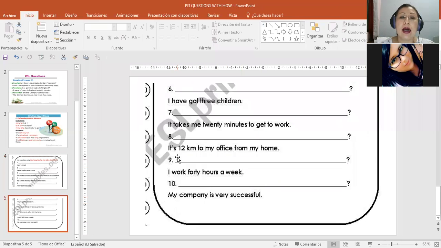Number 6, I have got 3 children. It takes me 20 minutes to get to work. It's 12 kilometers from my home to my office. I work 40 hours a week. My company is very successful.